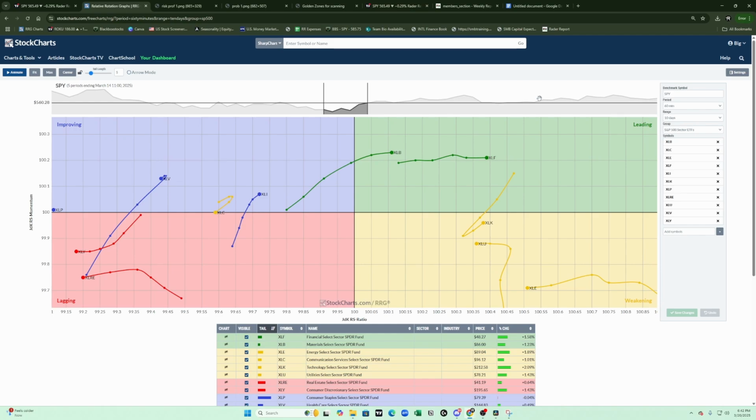So now that you have all the sectors and industries hopefully written down, you can now apply them to several different tools to analyze the rotations and flow of money in the market. The first tool we're going to actually look at to help us exploit this idea and concept of rotations is the relative rotation graphs, or RRG charts.